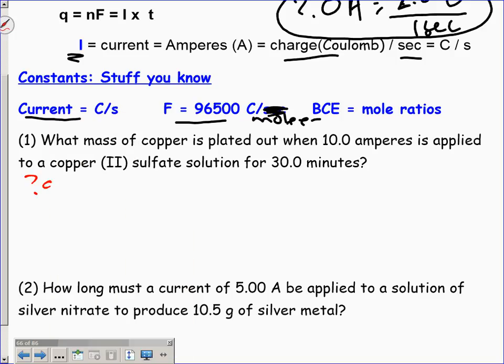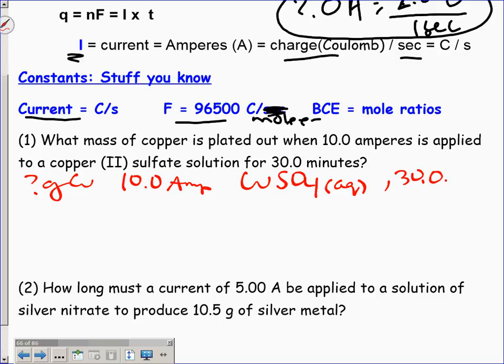What mass, so question mark, grams of copper, so grams of copper is our overall question, is plated out, so think about the general set, plated out, when 10 amps is applied to a copper 2 sulfate solution. I'm going to put AQ back there to remind you solution means aqueous solution, for 30 minutes. That's it. Which of those is my starting point?